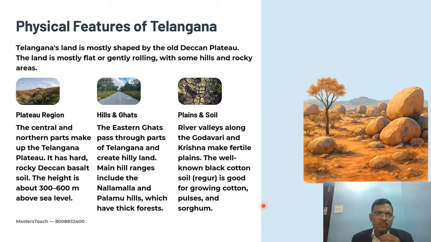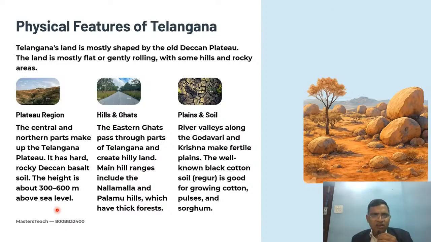Okay, then physical features of Telangana. Telangana is mostly shaped by the old Deccan Plateau. So the land is mostly flat and gently rolling with some hills and rocky areas. The central and northern parts make the Telangana Plateau. It has rocks, then Deccan basalt soil. The height is about 300 to 600 meters above sea level. Many times they may ask this in the examination.